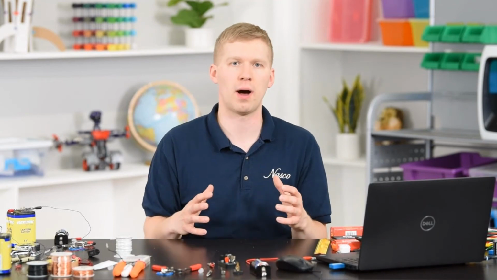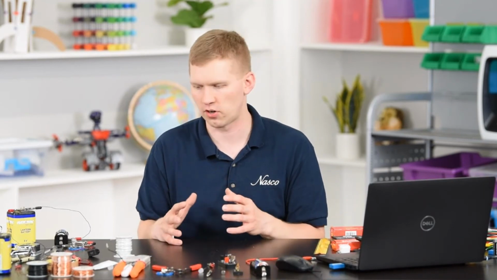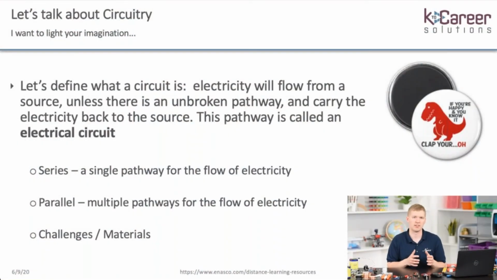So when we talk about parallel or series circuits, the series circuit is a single pathway for the flow of electricity from the source and back to the same source. Okay, and then the parallel is multiple pathways or branches, sometimes referred to as a branch, for the flow of electricity. And I really like to emphasize the definition first, because when I give students challenges, I want them to really understand and define what we're actually doing, because then they can apply that knowledge. And I'll give an example of that.